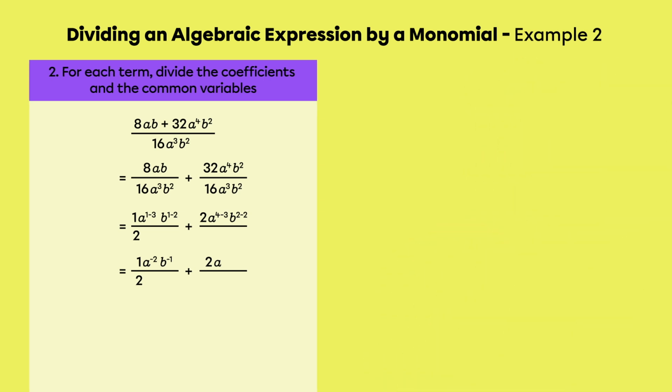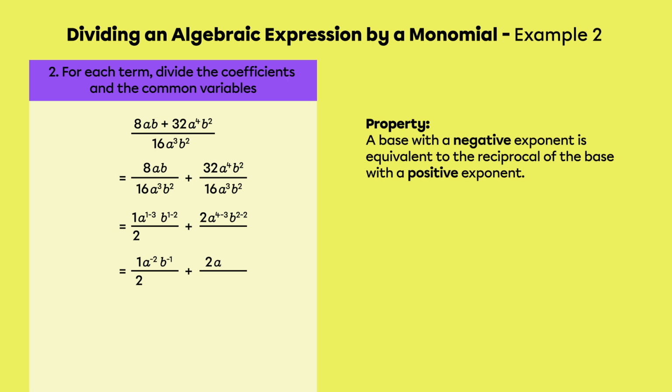Negative exponents are simplified using the property in which a base with a negative exponent is equivalent to the reciprocal of the base with a positive exponent. For example, x to the power of -2 has the same value as 1 over x squared. If one of the factors placed in the numerator is assigned a negative exponent, it is placed in the denominator with the same exponent, but positive. The opposite is also true.